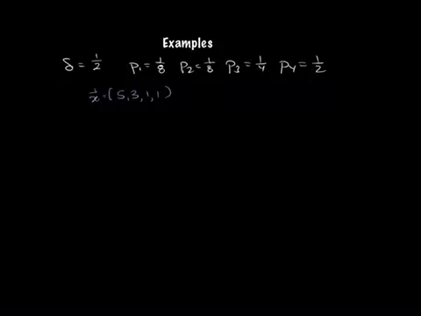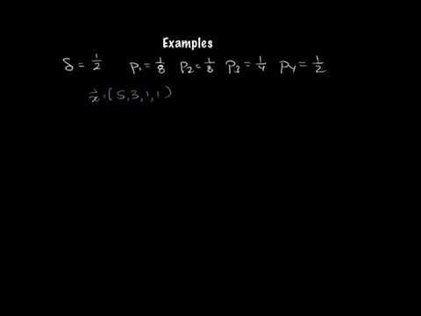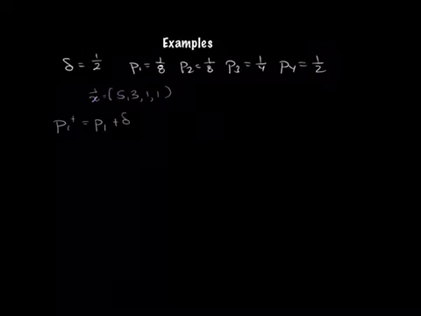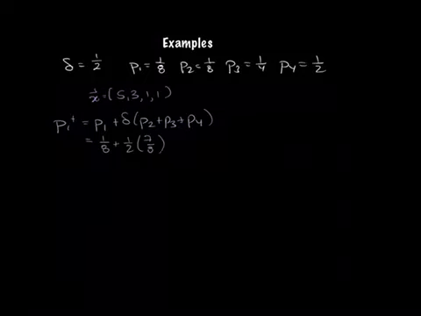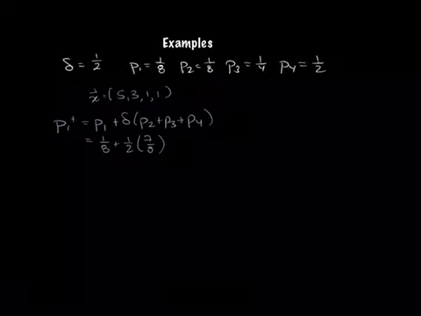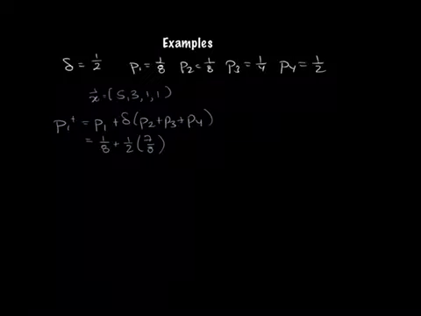Let's run through a quick example of how the probabilities may change. Now, P1 plus would be given by P1 plus delta times (P2 plus P3 plus P4), very similar to how we did the Bernoulli case and the binomial case. So this would be equal to 1/8 plus 1/2 times 7/8. So if the first person selects the ham sandwich, then the probability of the second person selecting the ham sandwich and the third person and so forth has actually been increased by a factor of 7/16.